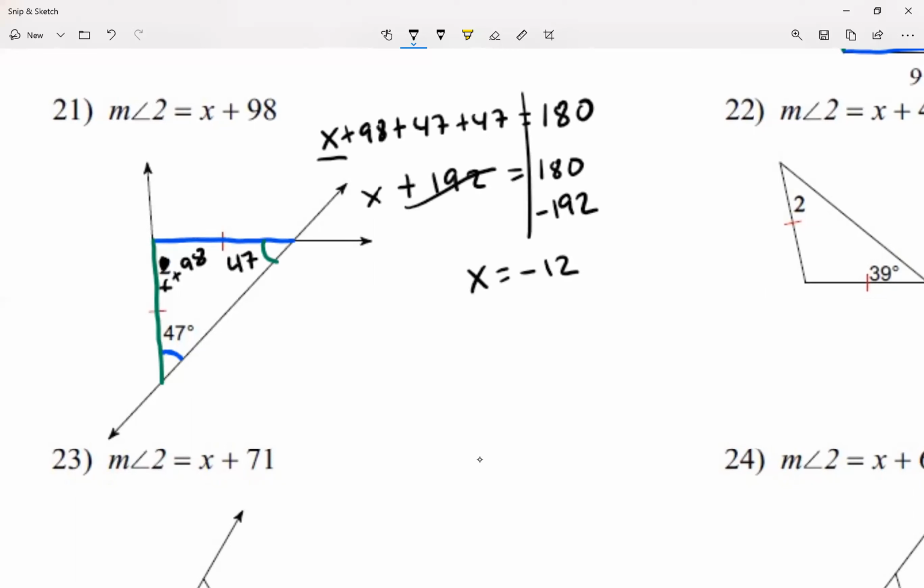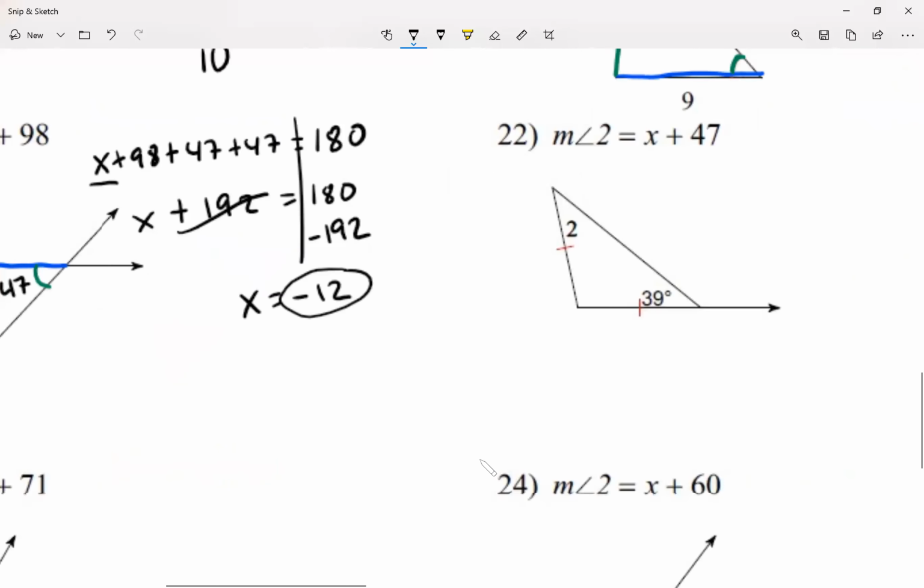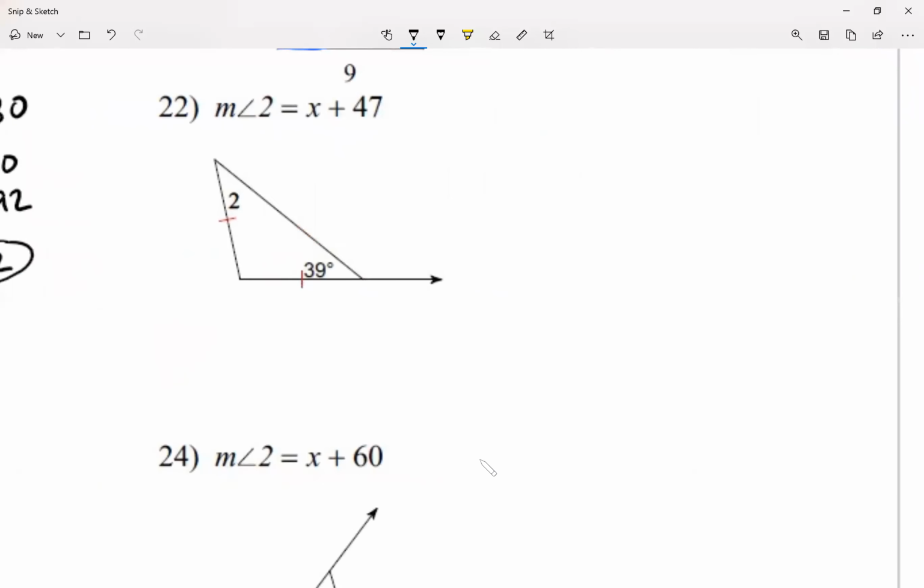It's okay for x to be negative. I've solved for x. X equals negative 12. All right, let's take a look at number 22. To begin with, measurement of angle 2 is x plus 47.